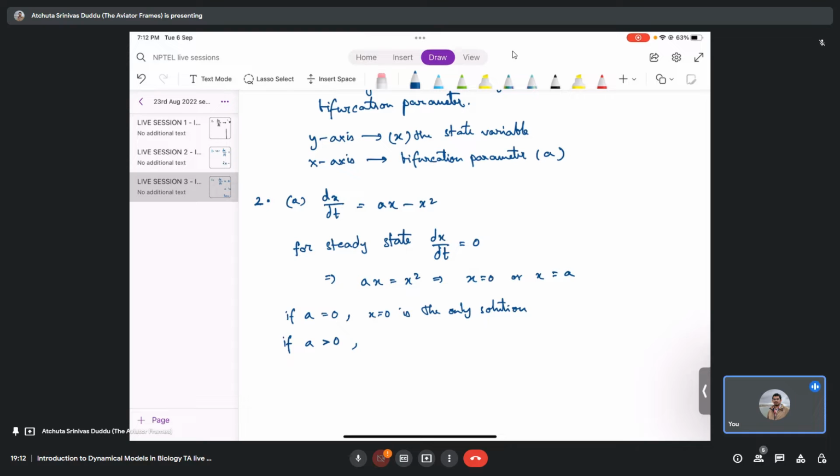Okay. Now how do we check for the stability of the system? We take the derivative of the whole function with respect to x, right? So if this is, let's say, f of x, then d by dx of f of x would be a minus 2x, right?